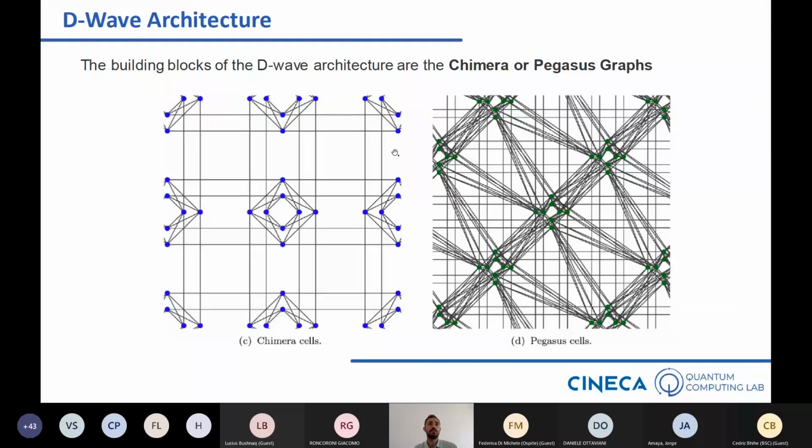Basically the 2,000-qubit device has a Chimera cell, so it's this kind of graph inside, where qubits are connected in this way. And the Pegasus cell is what the 5,000-qubit annealer has. It's a more connected topology, so that's why it gives you better solutions, and it also has many more qubits.